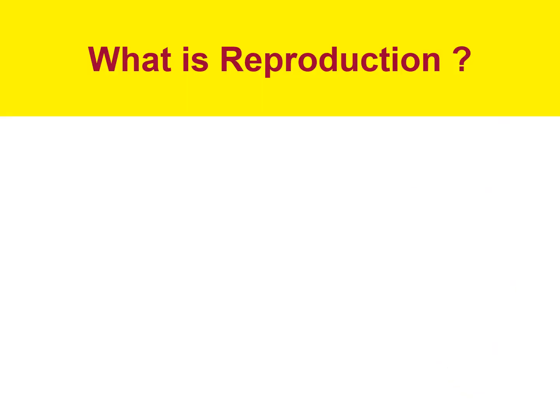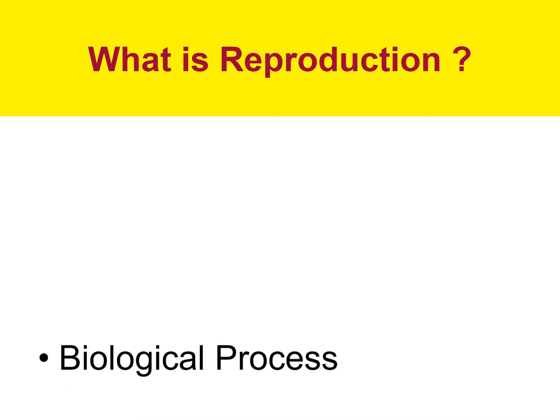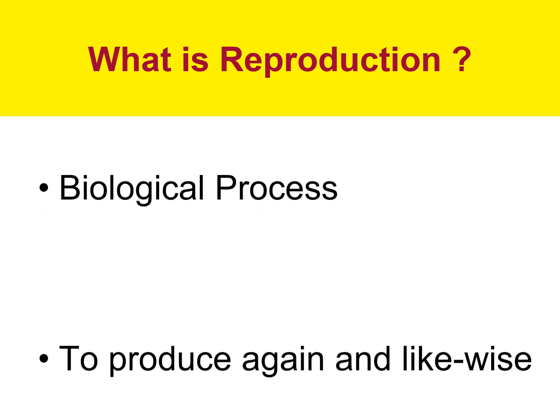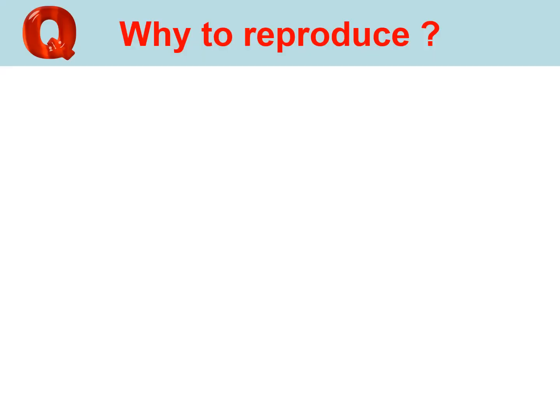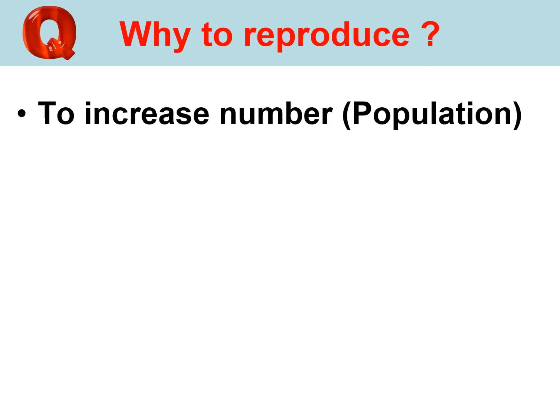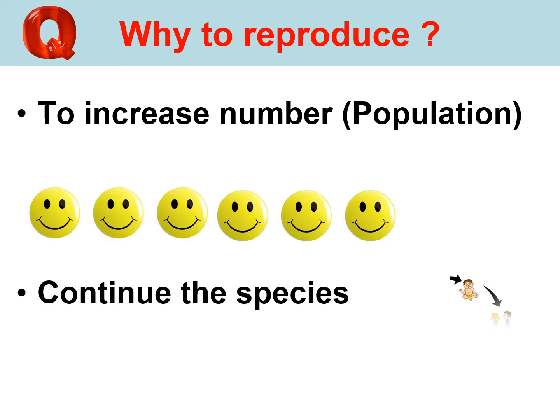What is reproduction? That's a very funny word. Reproduction. Re means again and again. So to produce again and again, and you never stop. So it's a biological process, as you know. We do likewise again and again. So why do we do that? That's to increase the population, to increase the number, so as to sustain, so as to live long, and to continue the species. So our species should be maintained and continued in a proper manner.